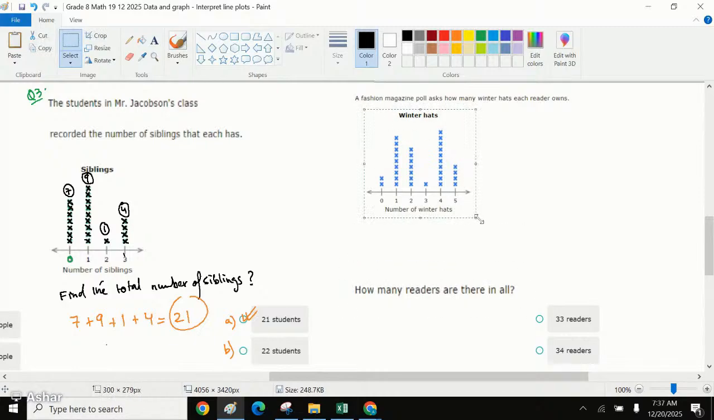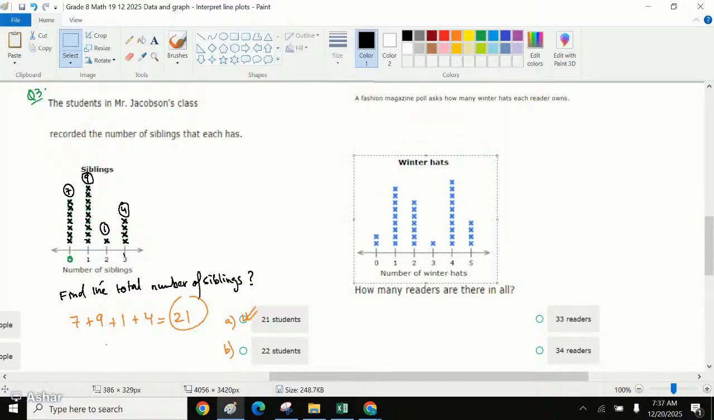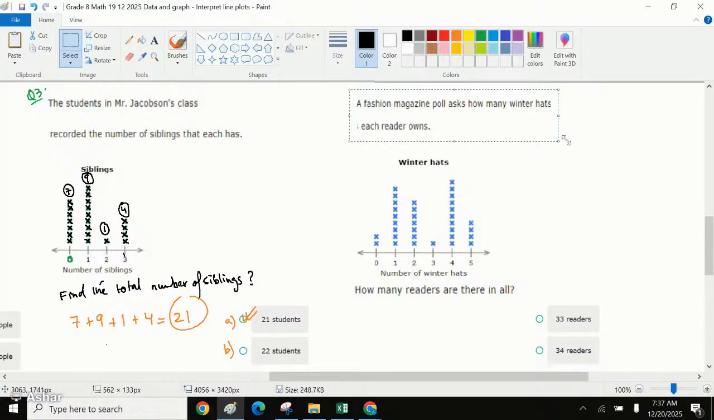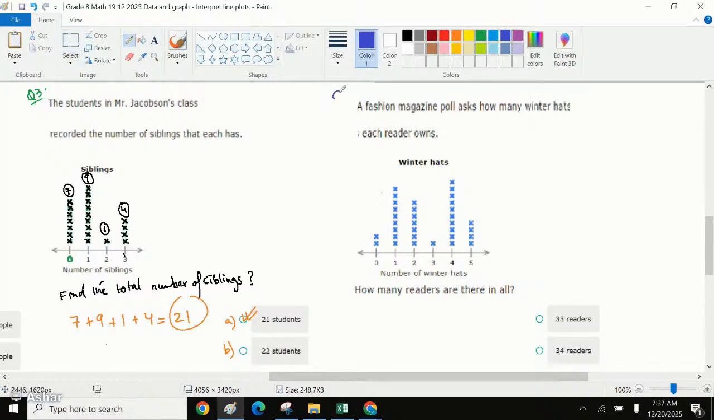Okay, we did a question with winter hats already, but in this question, what they are asking us is they have changed the requirement of the question. We can ask several things from a question. So in question number 4, we've been asked: a fashion magazine poll asked how many winter hats each reader owns, right?